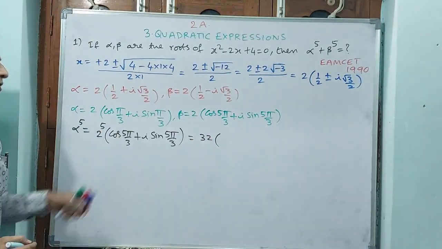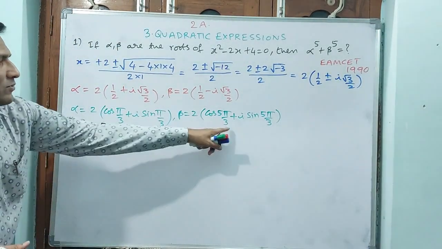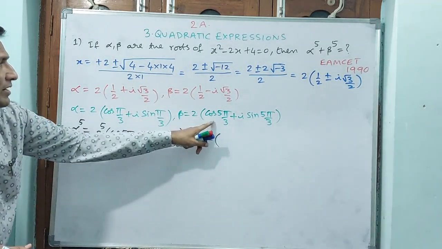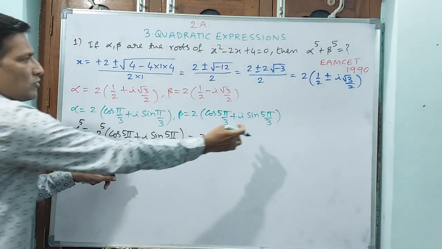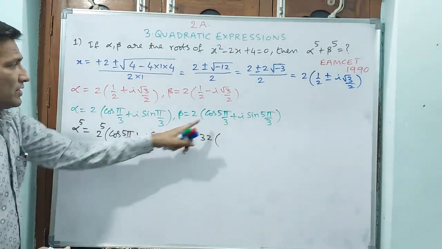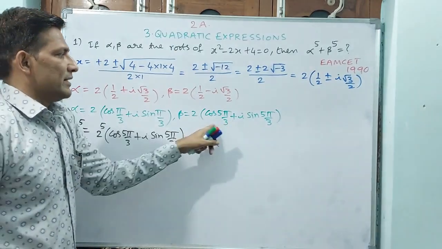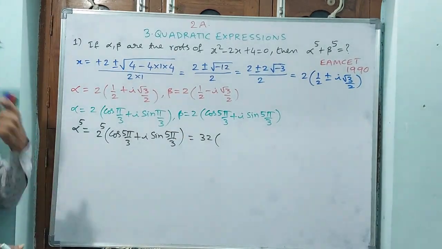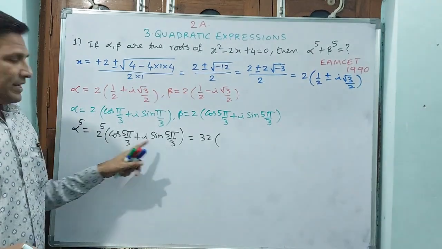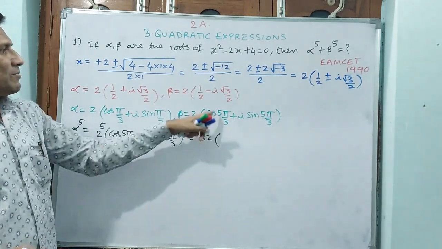5π/3 means this only, same as earlier. What will come? This will come, because both are the same. This is de Moivre's form, cis theta. 300 degrees: cos 300 plus i sin 300 means this only will come.